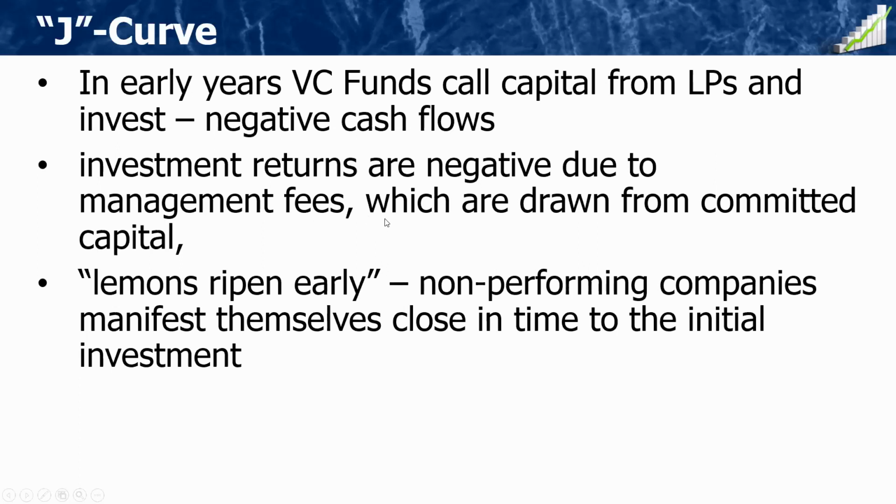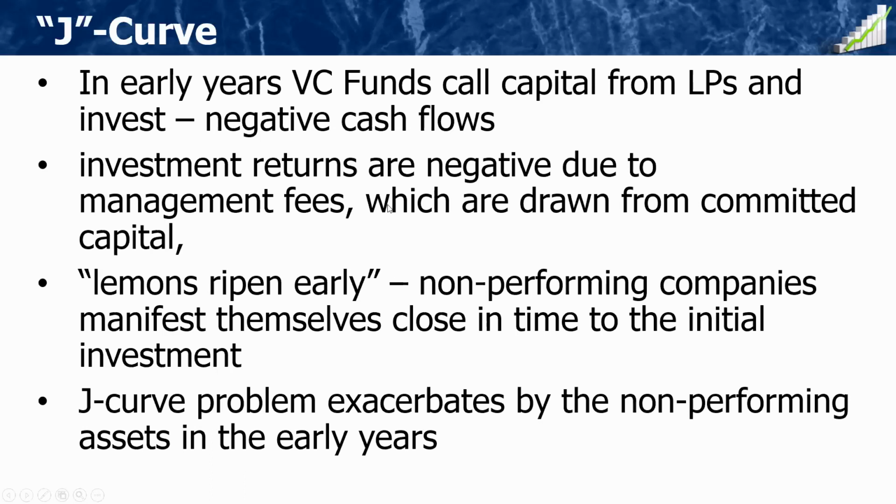Interesting situation that lemons ripen early. So non-performing companies usually manifest themselves close in time to initial investments. Most often, good companies will be on your balance sheet for longer periods of time and then maybe finally pop up in valuation, while the bad investments will show themselves earlier in the life. And this actually adds to the J-curve effect, because if you invested another $100 into a company and you write it off in 2 years, it is a negative impact on your fund, right? So the J-curve is actually exacerbated by these non-performing assets.